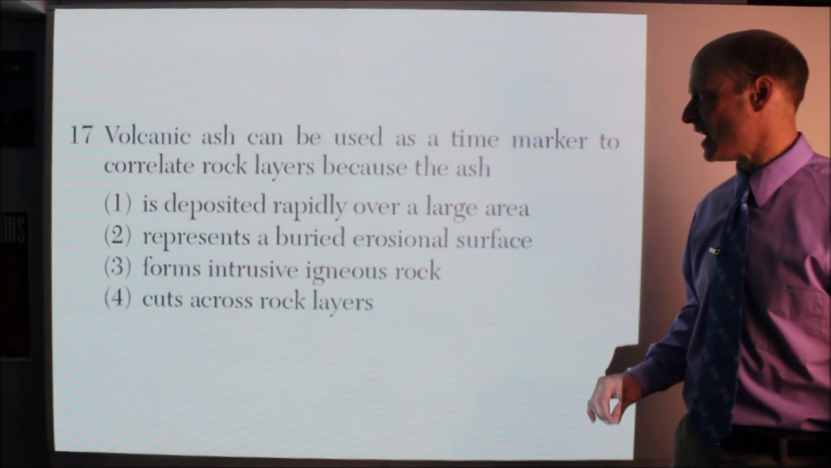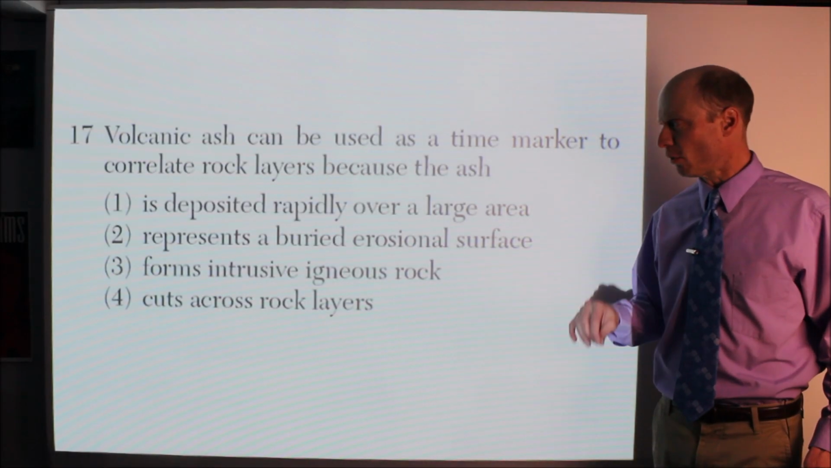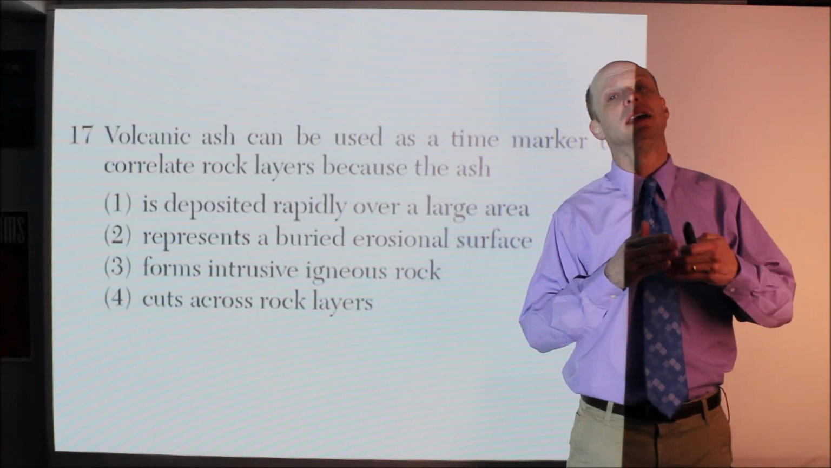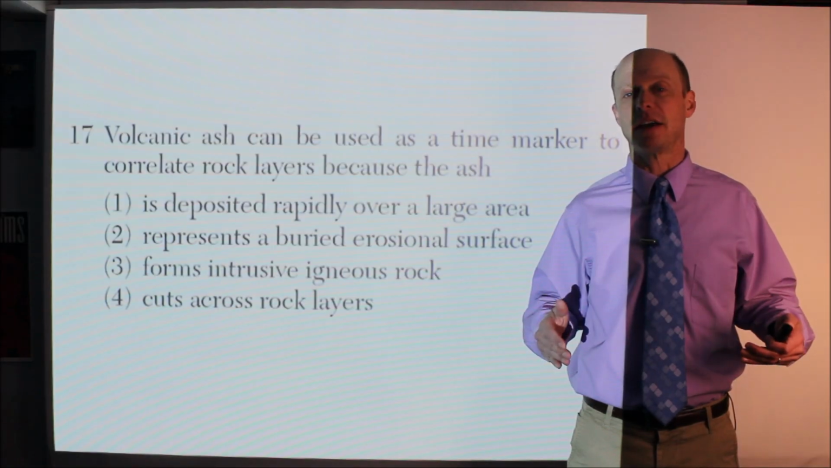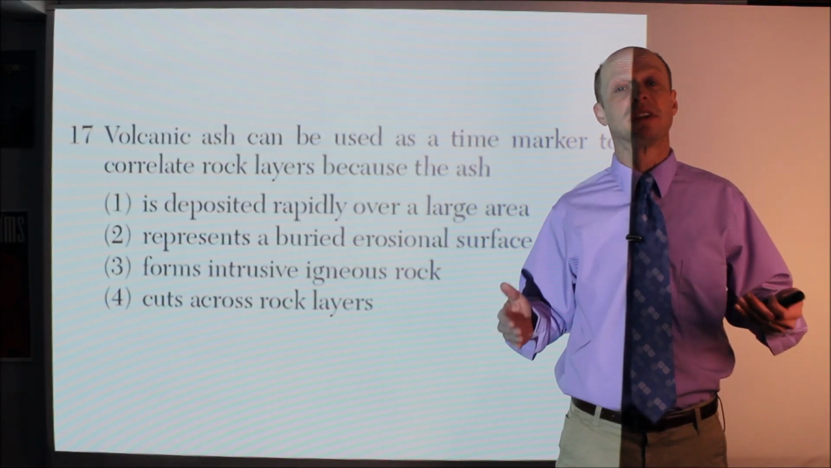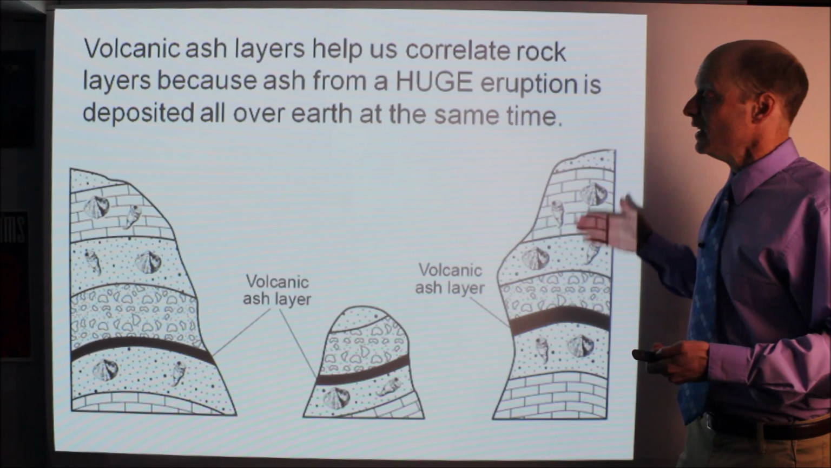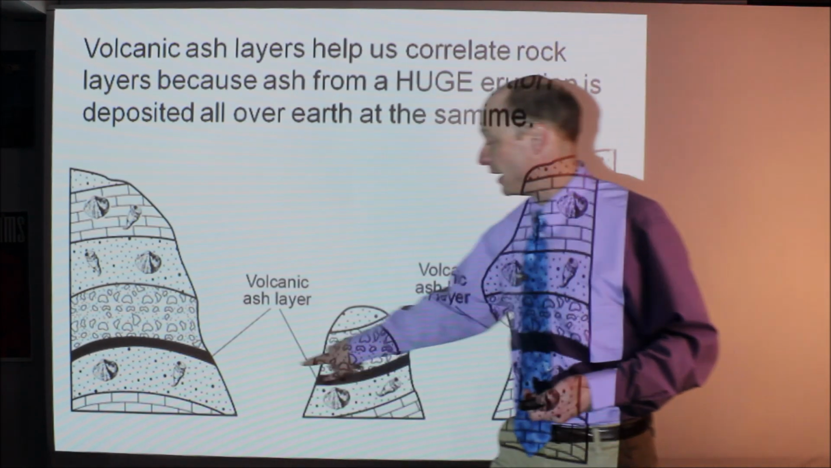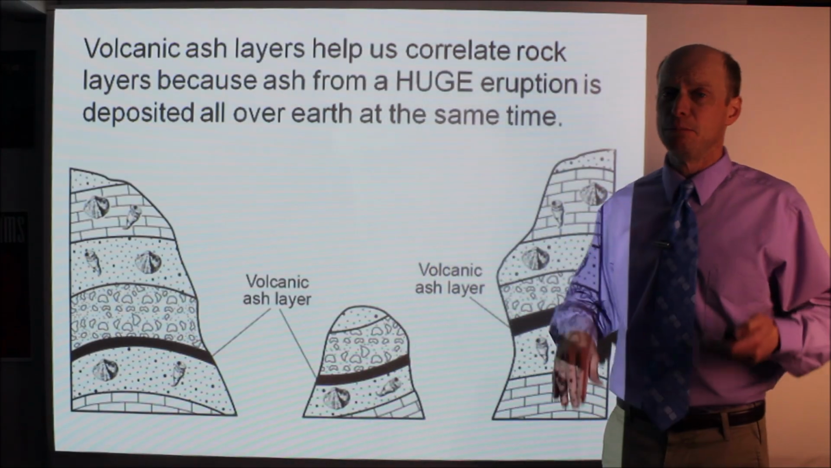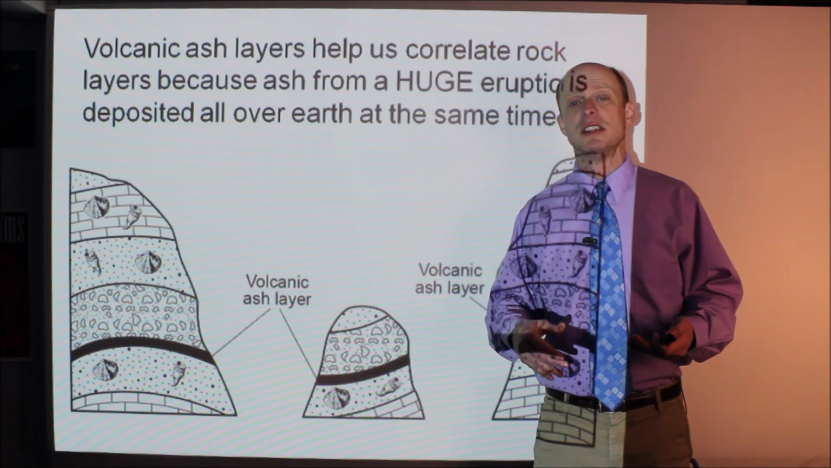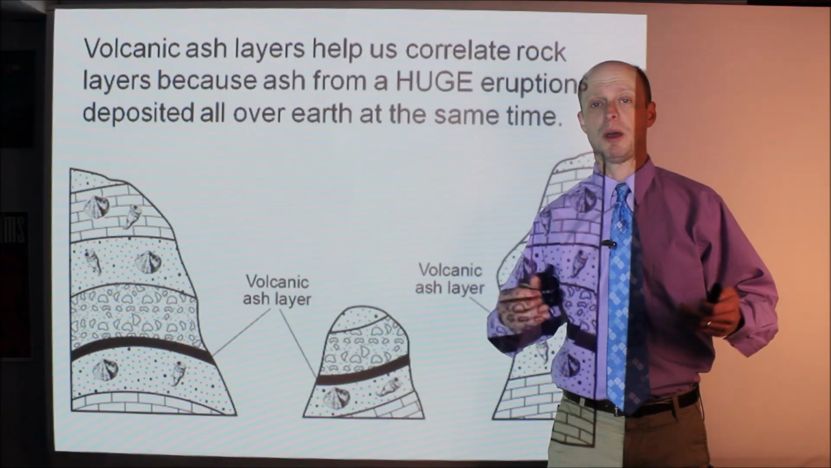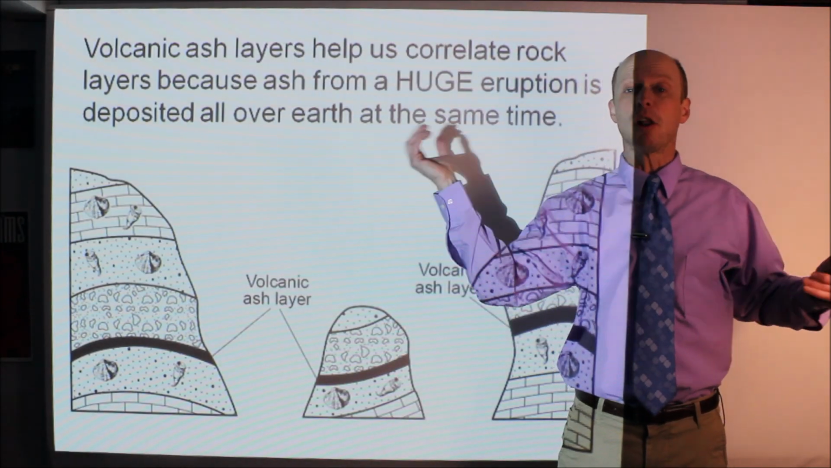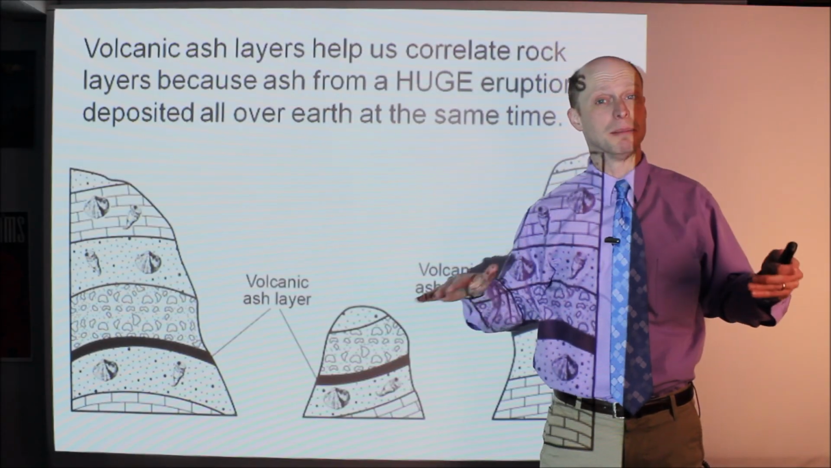17. Volcanic ash can be used as a time marker to correlate rock layers because the ash, well, correlate means to match up. In this case, we're matching up different rock layers that formed at the same time or are of the same age. This is an example of it here. So here, the black, it represents a volcanic ash layer. Okay, and basically these ash layers come from huge eruptions that send ash out into the atmosphere and carry it all around Earth, and then it will settle down to Earth and be deposited.